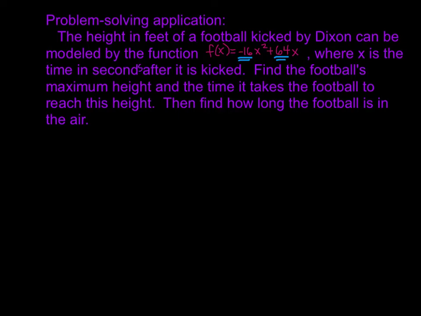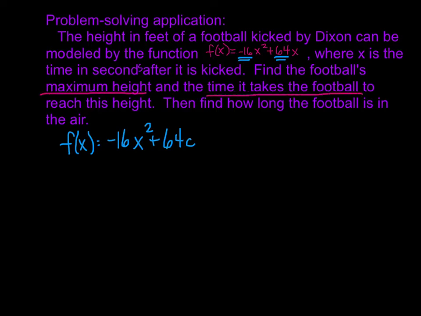So this is the situation for gravity, and you might have other situations that you have to model with this same function. So we have f of x is equal to -16 x squared plus 64. And for this particular problem, we need to pay attention to 3 different things. We need to find the maximum height of the football, the time it takes to get there, and then how long the football is in the air.